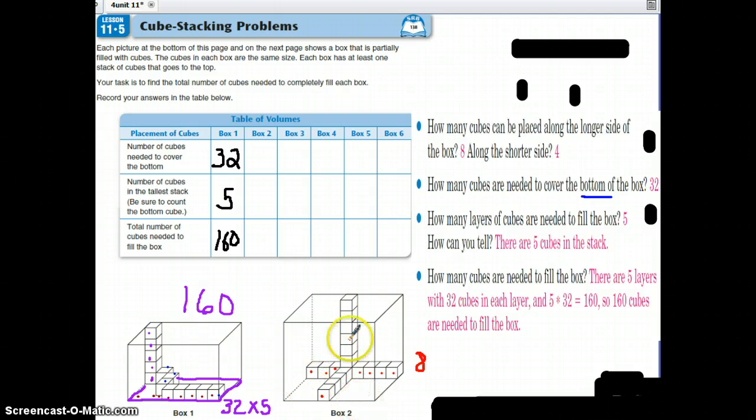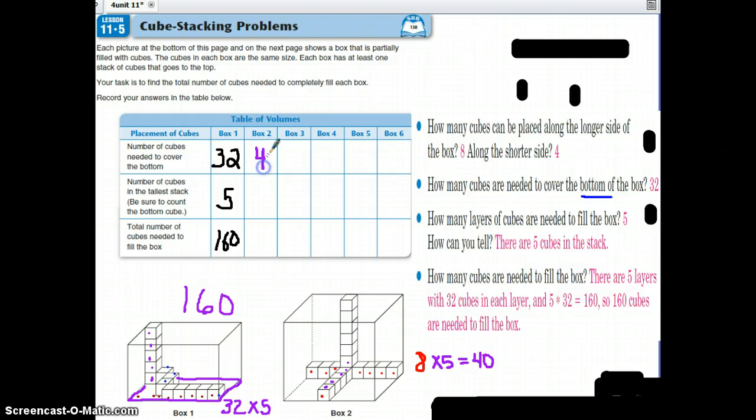Then how many back did I have to go? Let's see, I got 1, 2, 3, 4, and then 1 underneath this one, 5. So I'm doing 8 times 5. So to cover the bottom, it's going to take me 40 cubes.